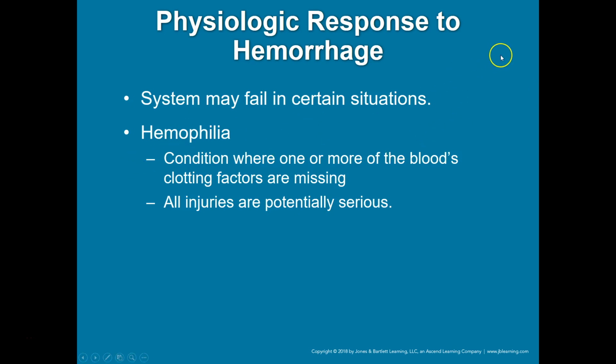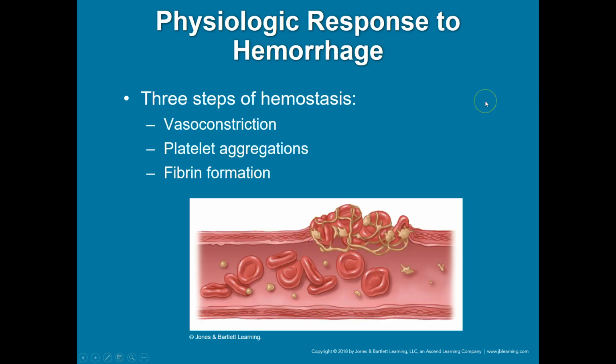Hemophilia is a condition where one or more of the blood's clotting factors are missing. Hemophiliacs, as we've kind of heard before, are at risk with any external or internal hemorrhaging, because all injuries are potentially serious. They lack these clotting factors, one of them or all of them, and they're unable to stop the blood. So platelet aggregation is inhibited. We have a patient who is unable to clot.